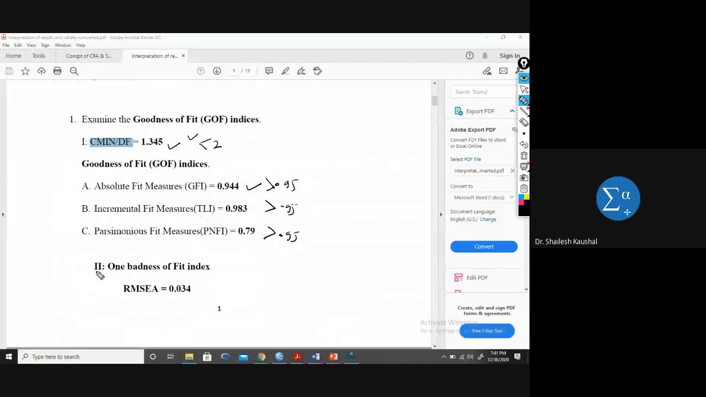Okay, and one is the badness of fit index, its value should be less than 0.08. So we will report 5 values in our research paper. First, chi-square by degrees of freedom, it should be less than 2.